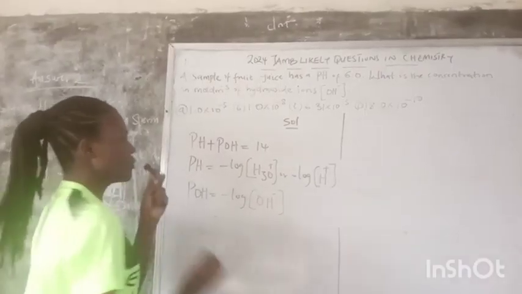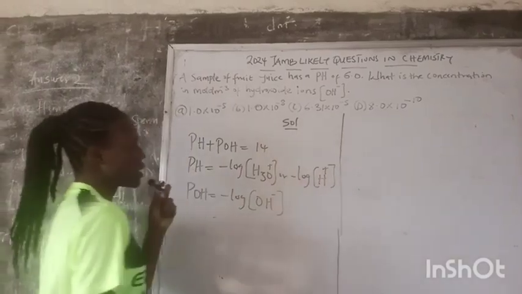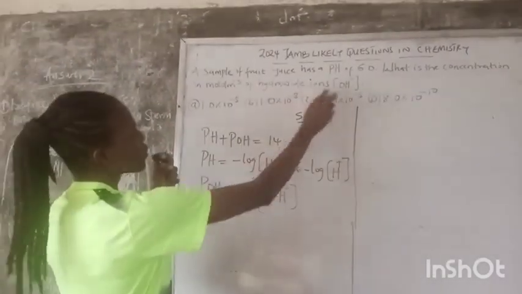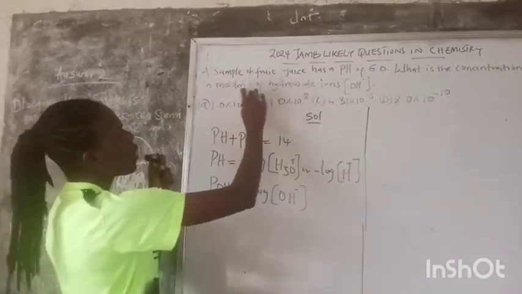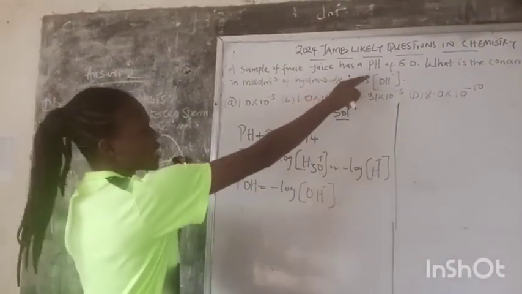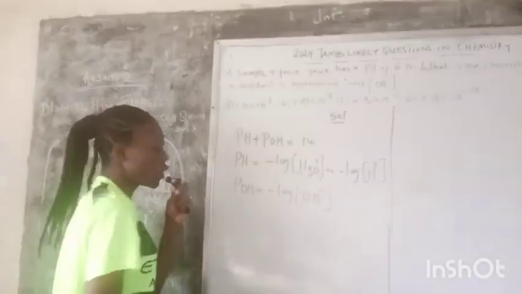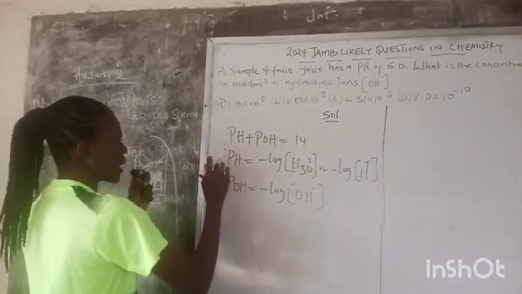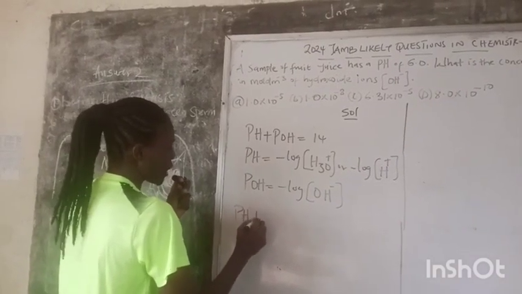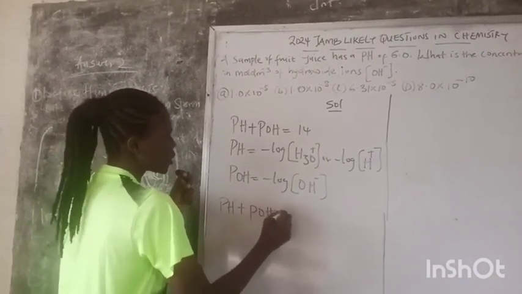Of hydroxide ion, you understand? So what do we do then? We're going to pick a formula that suits this question. We have to find the concentration in mole per dm cube of hydroxide ion. pH has been given to us and we don't know our pOH, so we're going to use the second formula here that says pH plus pOH is equal to 14.